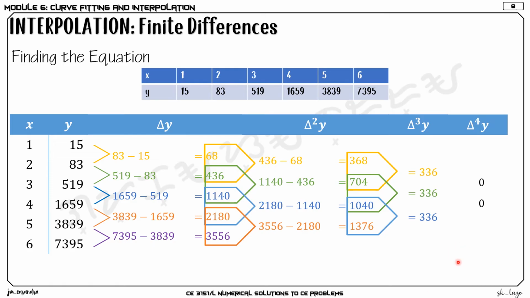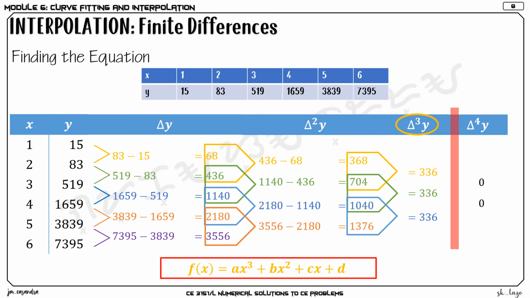Since the fourth delta of y will now be equivalent to 0, we could now say that our last term would be delta cubed of y. From here, we could now define that the equation will be f of x is equal to ax cubed plus bx squared plus cx plus d.